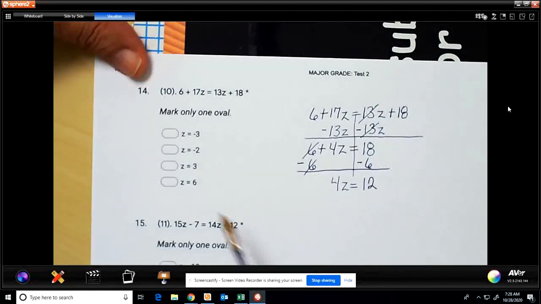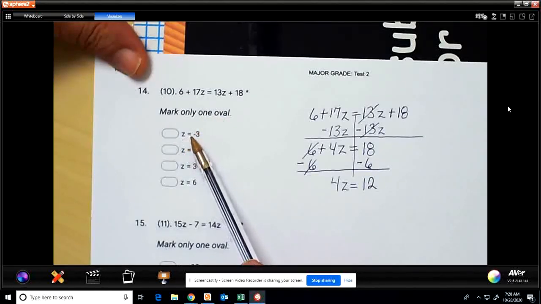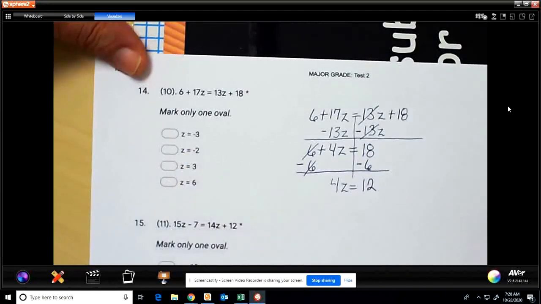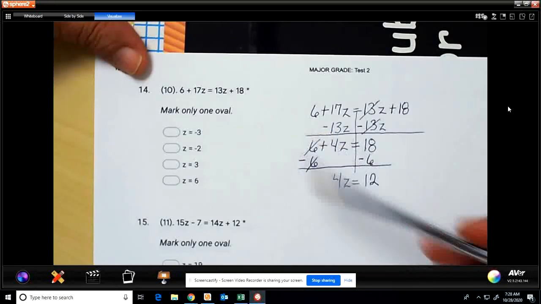Your answer choices are: mark only one oval. Z equals negative 3, z equals negative 2, z equals 3, z equals 6. Remember, you've got notes, and you can use your notes during this test to help you solve these equations.